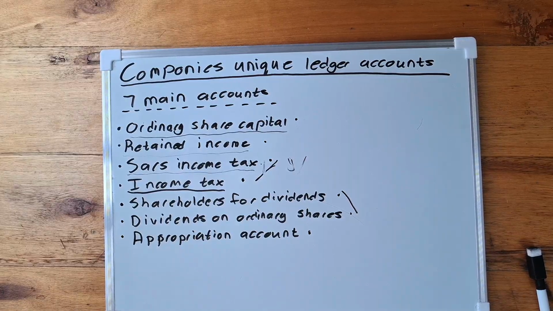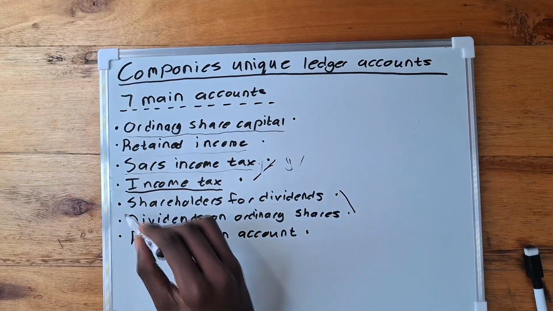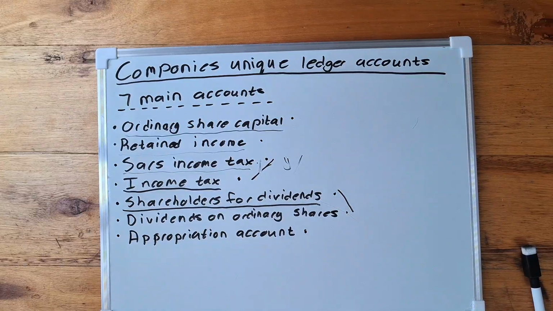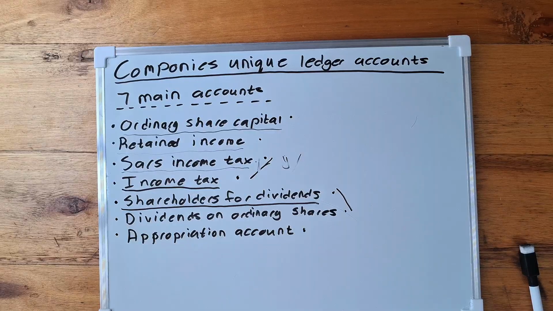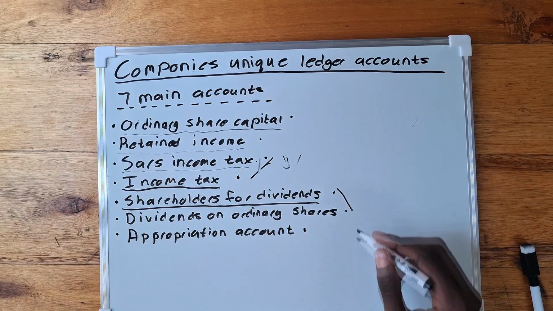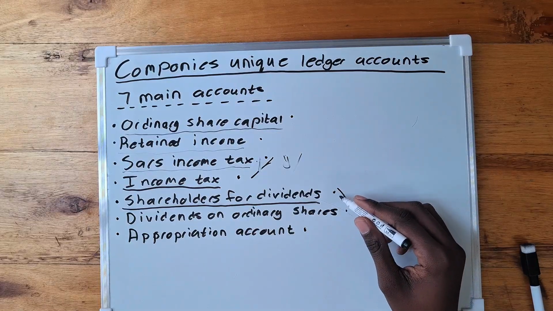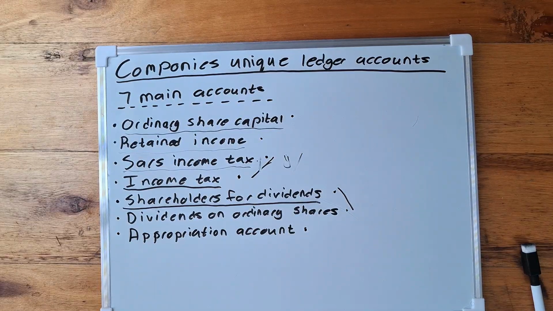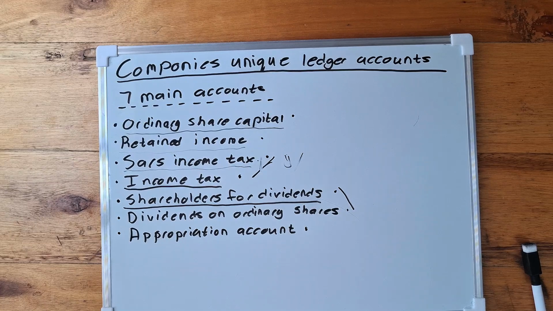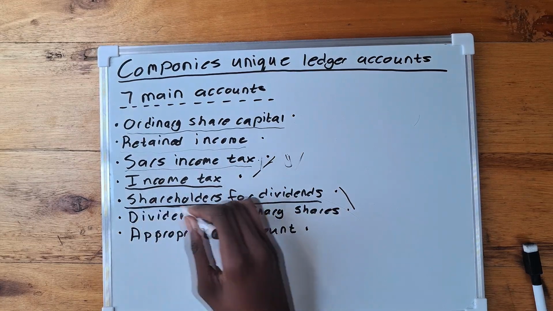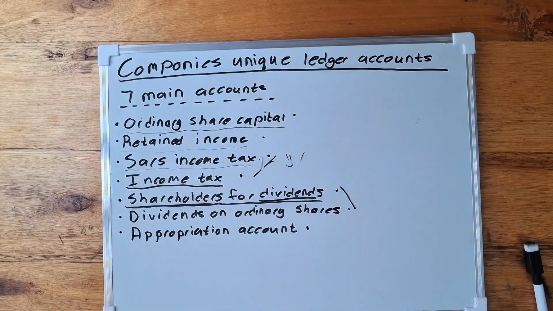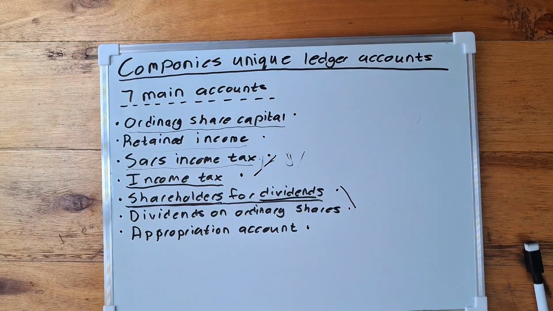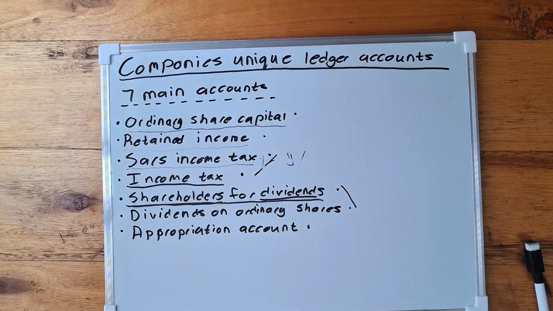Then you've got your shareholders for dividends. This records the amount of money that is owed to the shareholders of the company. When a person invests in a company, they buy shares. Then at the end of the year, after the company has made a profit, the shareholders also need to make their own profit, so they receive a dividend. Therefore, this records the amount of money that is owed to the shareholders.